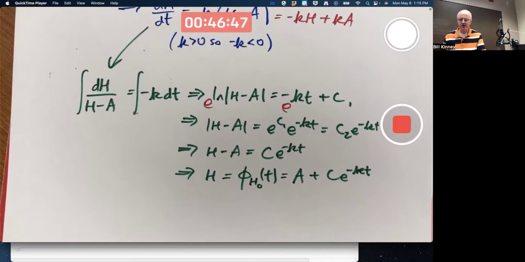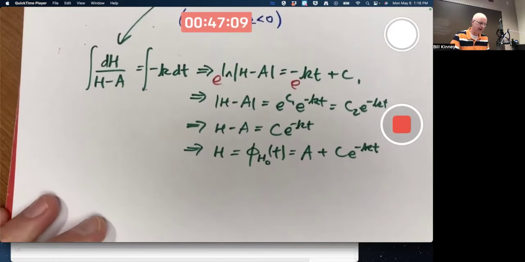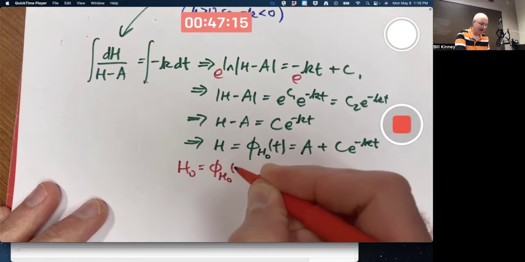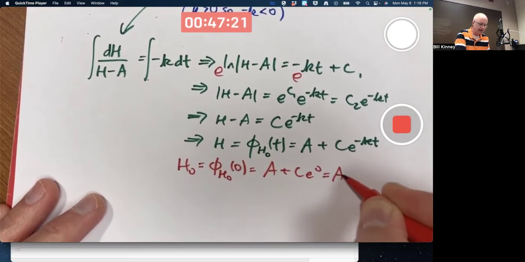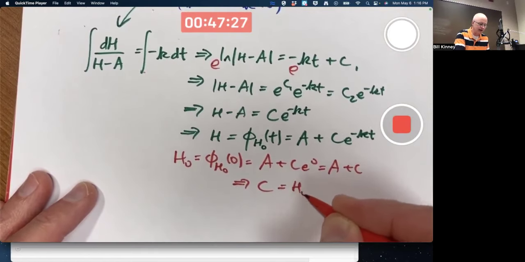H naught is a given temperature, maybe, I don't know, 160 degrees Celsius right at the start. No, that'd be way too hot. Okay, that would be boiling. 60 degrees Celsius at the start, which is, I don't know, 140 degrees Fahrenheit or something. I can solve for C in terms of H naught. H naught is going to be phi sub H naught at time 0. That's going to be A plus C e to the 0, which is A plus C times 1. So C, subtracting A from both sides, is H naught minus A.